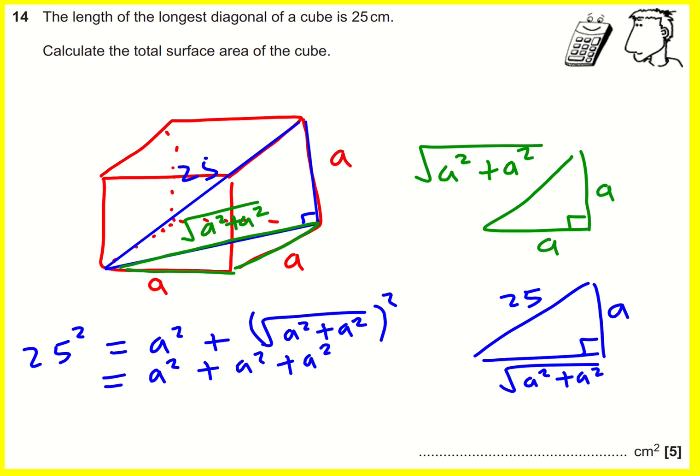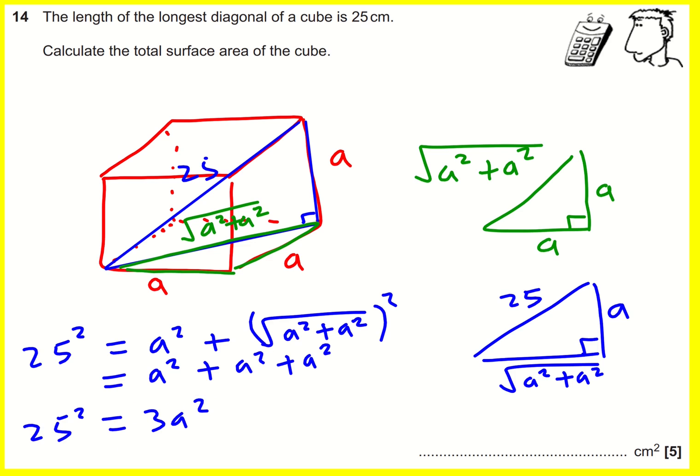It's used for finding the length of vectors. I thought I'd just show it here, because if you know that fact, you could have literally written this down right from the start: 25 squared equals 3A squared. Okay, so I've spent a long time talking about it, but if you are familiar with it, you can write that straight down.